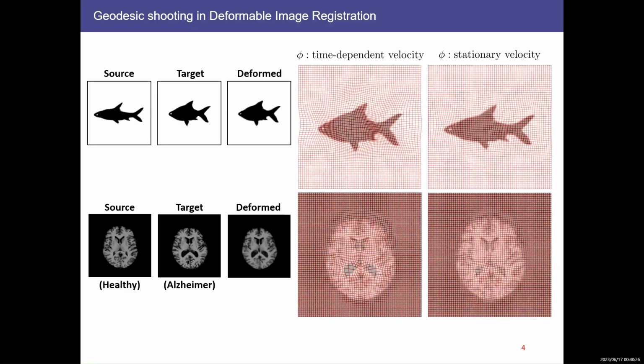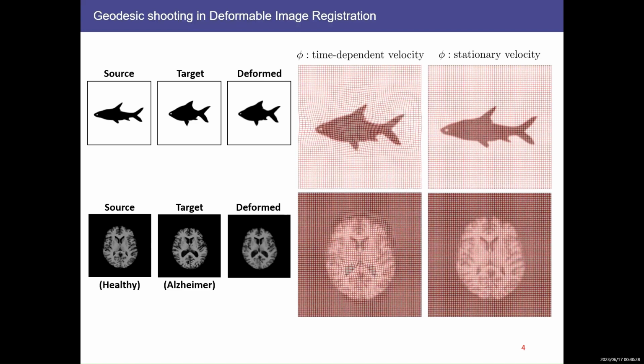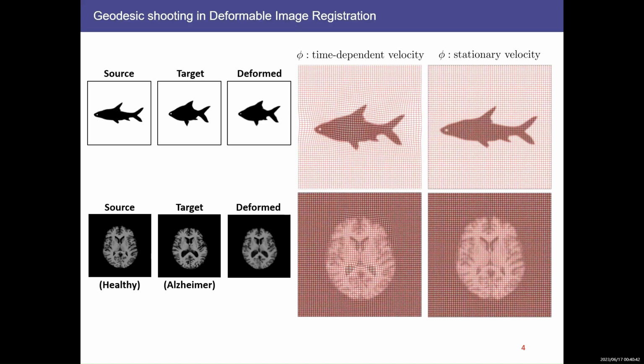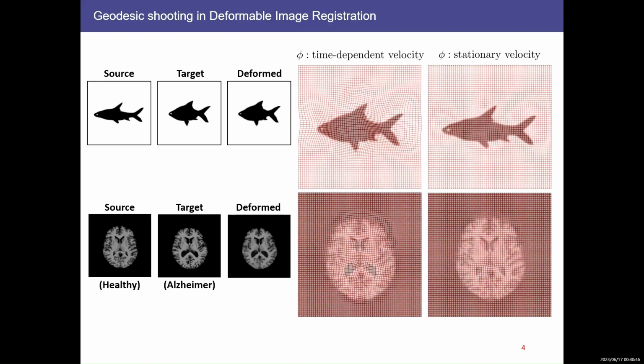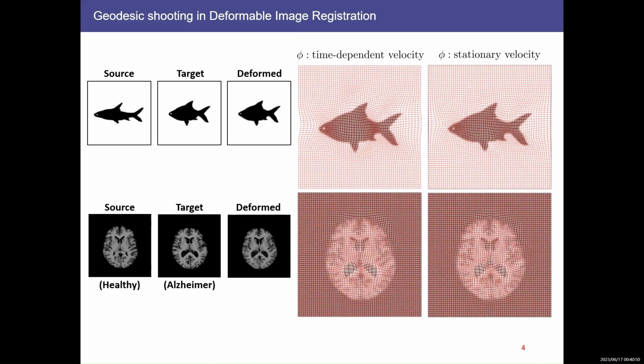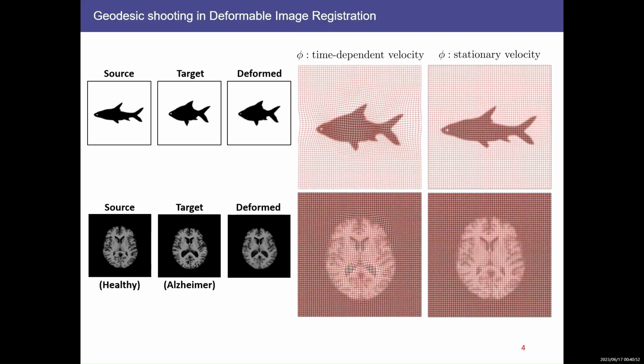While many registration algorithms can provide us with the final deformation fields, they seldom reveal how the deformations occur gradually, which is also very critical in shape analysis. For example, the animations are showing the gradual deformation process generated by two types of registration algorithms. They are time-dependent velocity fields with geodesic shooting and the stationary velocity fields.